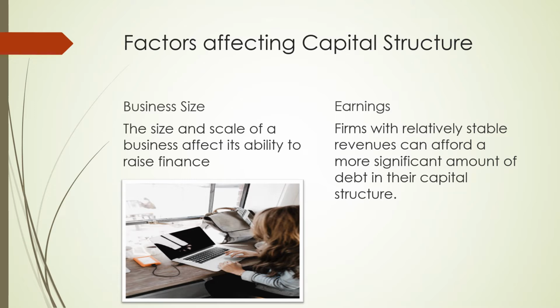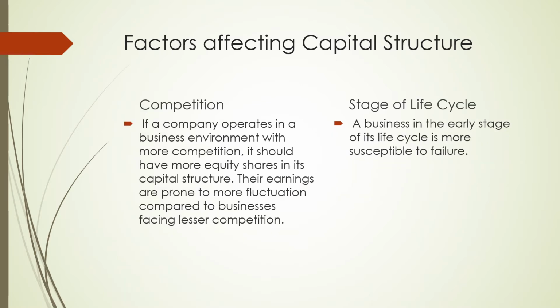The second is earnings. Firms with relatively stable revenues can afford a more significant amount of debt in their capital structure, because of the fixed interest. Businesses with higher income prospects can bear fixed financial charges. On the other hand, companies that face higher fluctuation in their sales, like consumer goods, rely more on equity shares to finance their operations.